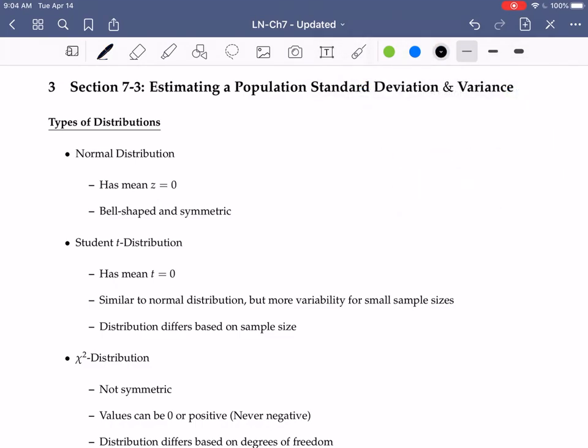So we have the normal distribution, or a standard normal distribution. Remember, that's just this bell-shaped curve. With a standard normal distribution, the mean is 0. The standard deviation is 1. It's bell-shaped and it is symmetric. So that was a standard normal distribution.